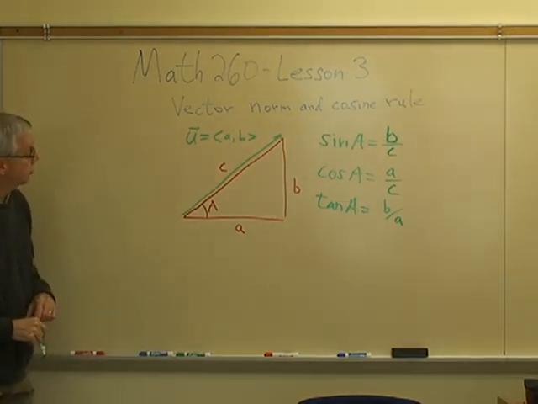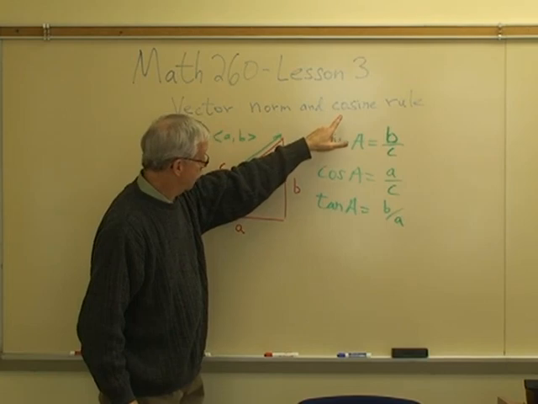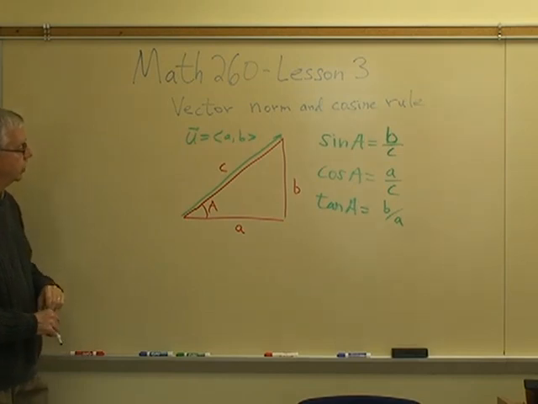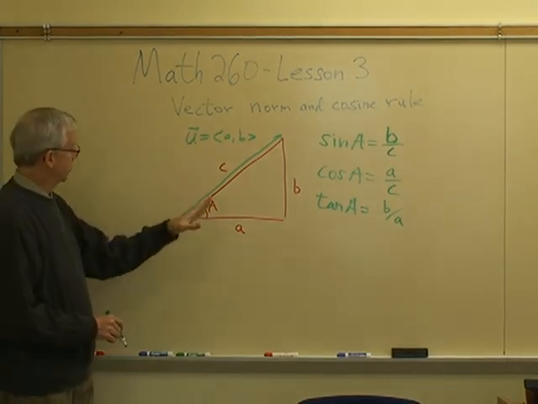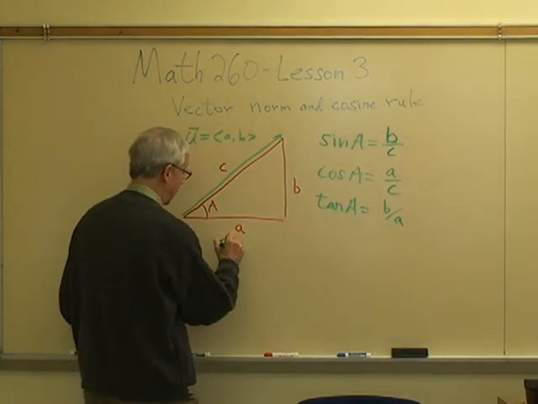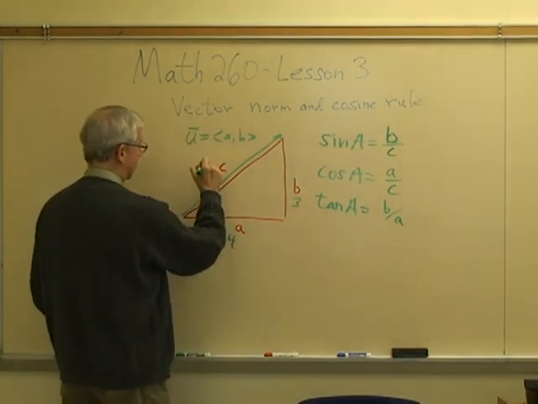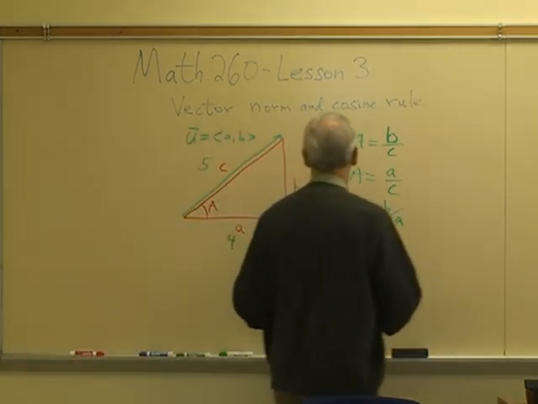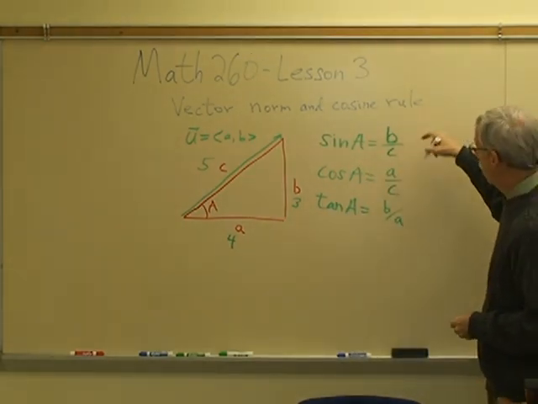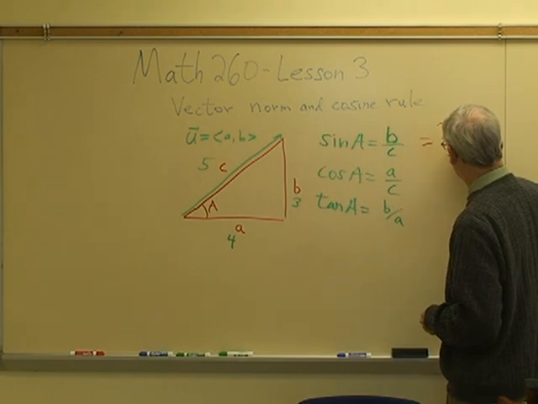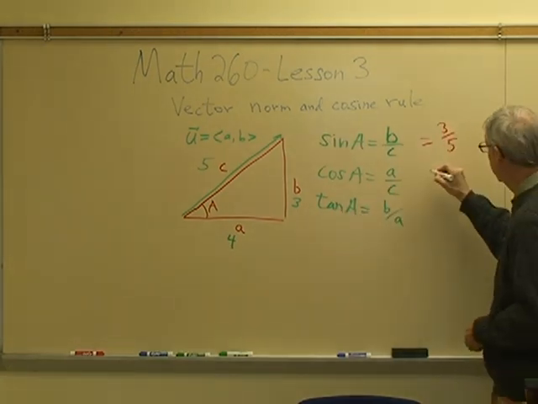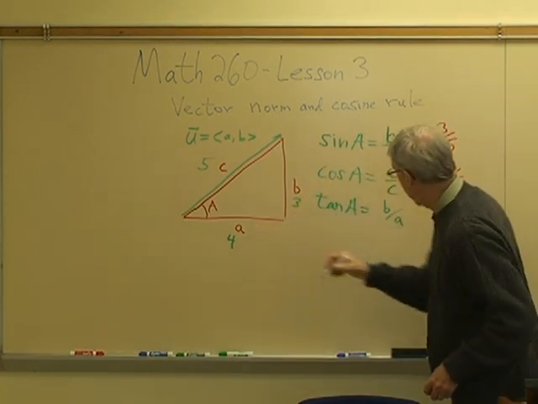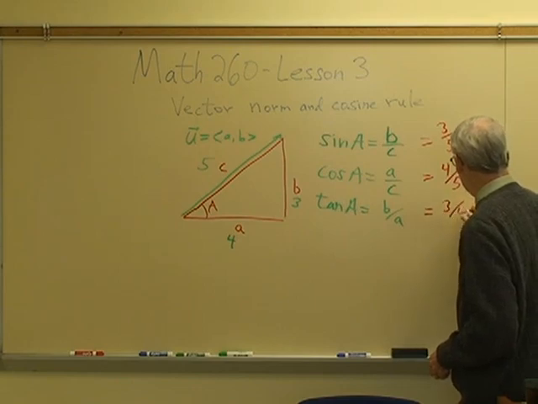Now, why do we care about this? Well, we're going to be looking at how the dot product is related to the cosine of this angle, or in general, the cosine of the angle between two vectors. So back to the original example, if this side is length 4, and this side is length 3, this side is length 5, then what would I have for my trigonometric functions? B over C is 3/5. A over C is 4/5. And tangent B over A is 3/4.